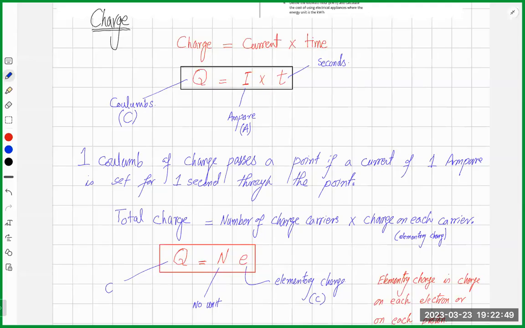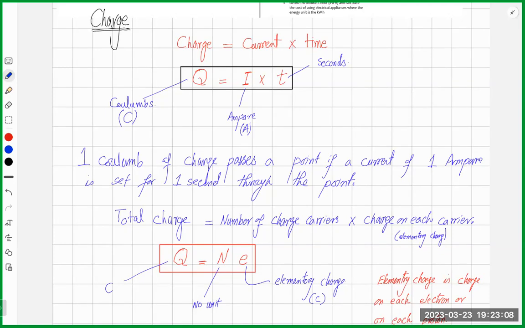Okay, let's start. This is the topic of electric current and charges. So we will start with charge because we think it is a more basic quantity. But in physics, current is considered a basic quantity and charge is a quantity that depends on current.